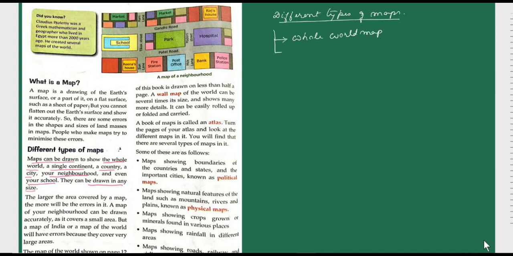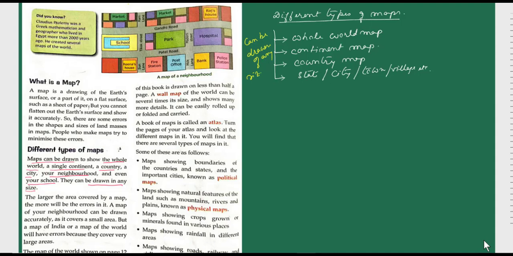The continent map is a map of all the continents or a single continent. Then the map representing the countries, and maps representing states, cities, towns, villages, and even small localities also, like your complex. These maps can be drawn to any size. For a map of a larger area, there is a chance of having more errors, and a map of a small area has fewer errors.